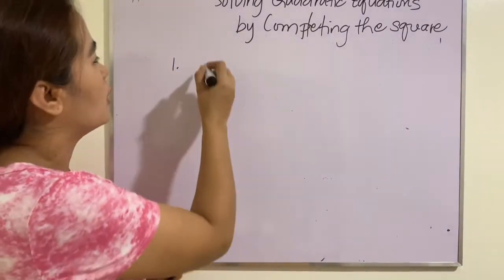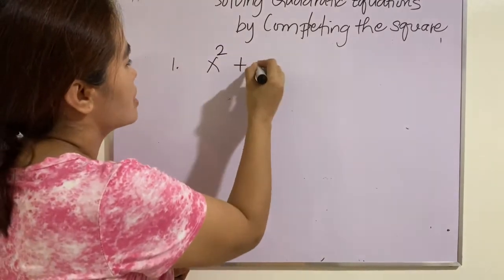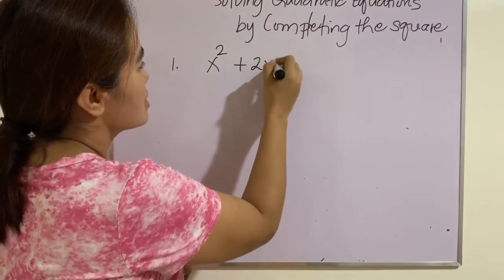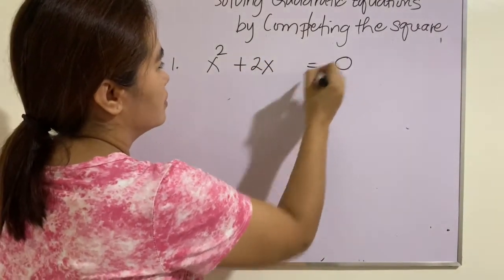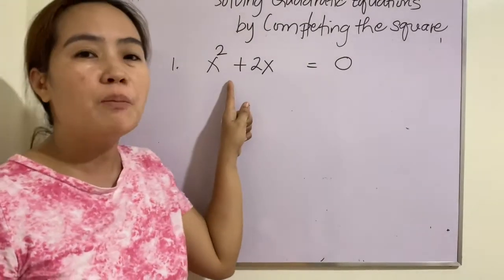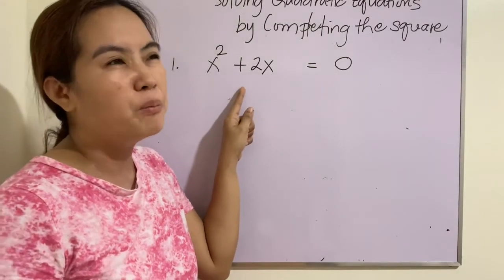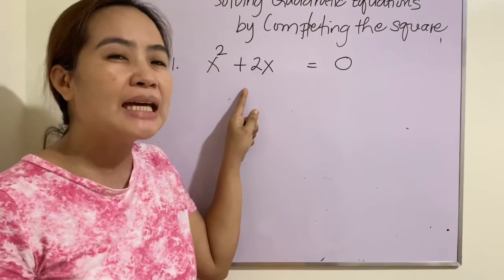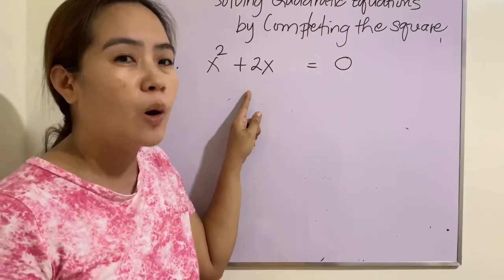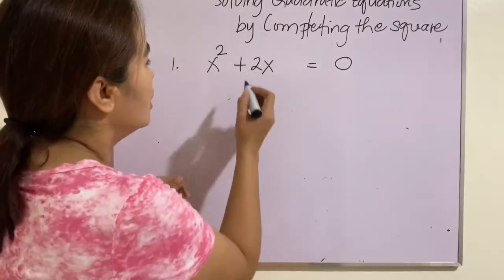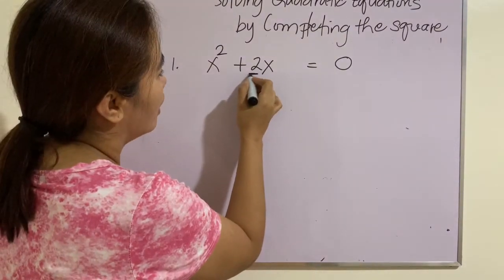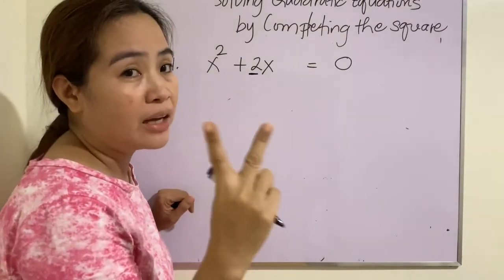Say, for example, you have x squared plus 2x is equal to 0. So first, we will be completing this square. When we say complete the square, we will make this a perfect square trinomial. How do we do that? You divide the coefficient here by 2. Always divide it by 2.